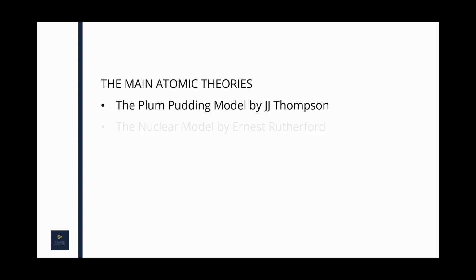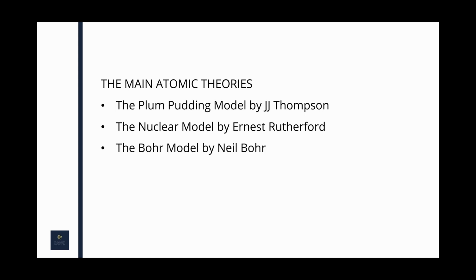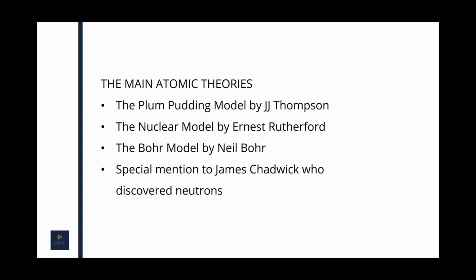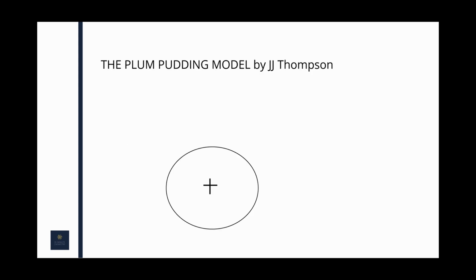The first one is the plum pudding model by J.J. Thomson. The second one's the nuclear model by Ernest Rutherford. And the third one is the Bohr model by Niels Bohr. I know I said we're only going to do 3, but we're just going to mention James Chadwick, who actually discovered neutrons. So the first one we're going to talk about is the plum pudding model by J.J. Thomson. It's a bit of a tongue twister.